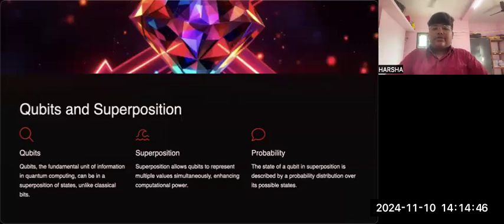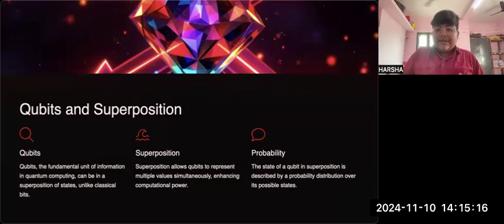Qubits and superposition. One amazing thing about these qubits, which differs from normal bits, is called superposition. Normally, a bit is either a zero or a one, but like flipping a coin, during the flip, it can be either heads or tails. The qubit can exist in both zero and one at the same time.